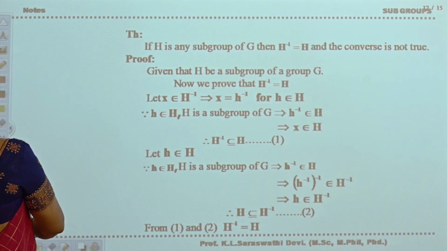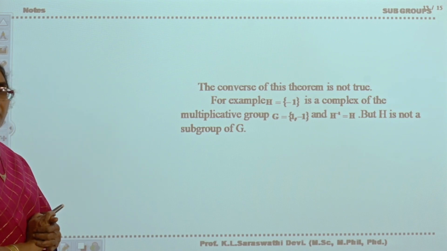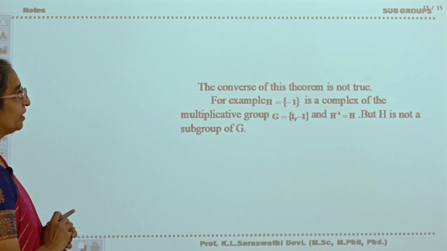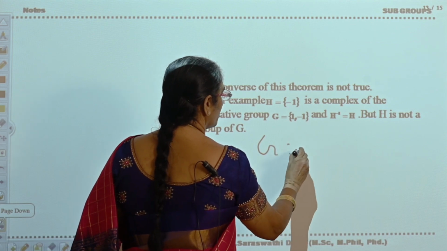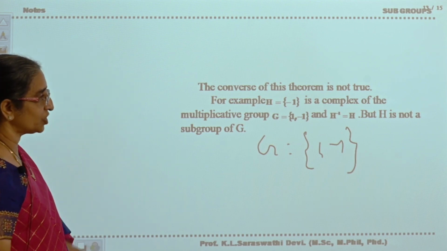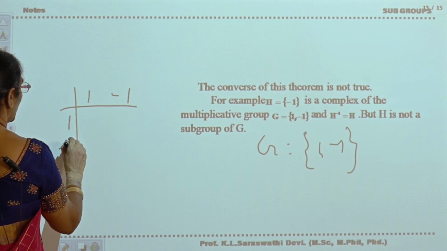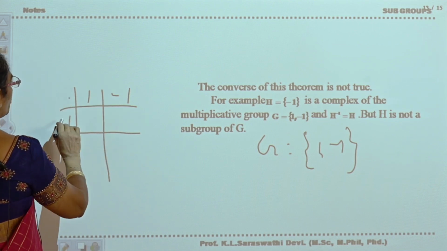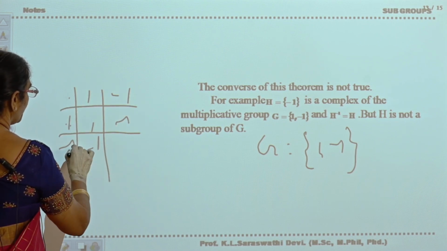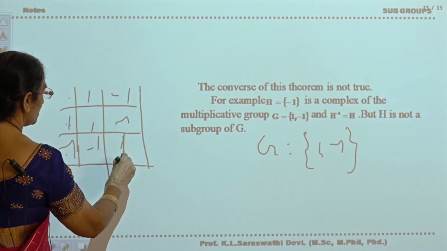Okay. Now, see the next property. The converse of this theorem is not true. That is, H inverse is equal to H, but H need not be a subgroup. Now, see here. If you take G equal to {1, minus 1} with respect to ordinary multiplication, it is a group. What is the composition table? 1, minus 1 along both axes. If you write dot: 1 into 1 is 1, 1 into minus 1 is minus 1, minus 1 into 1 is minus 1, and minus 1 into minus 1 is 1. This is the composition table.